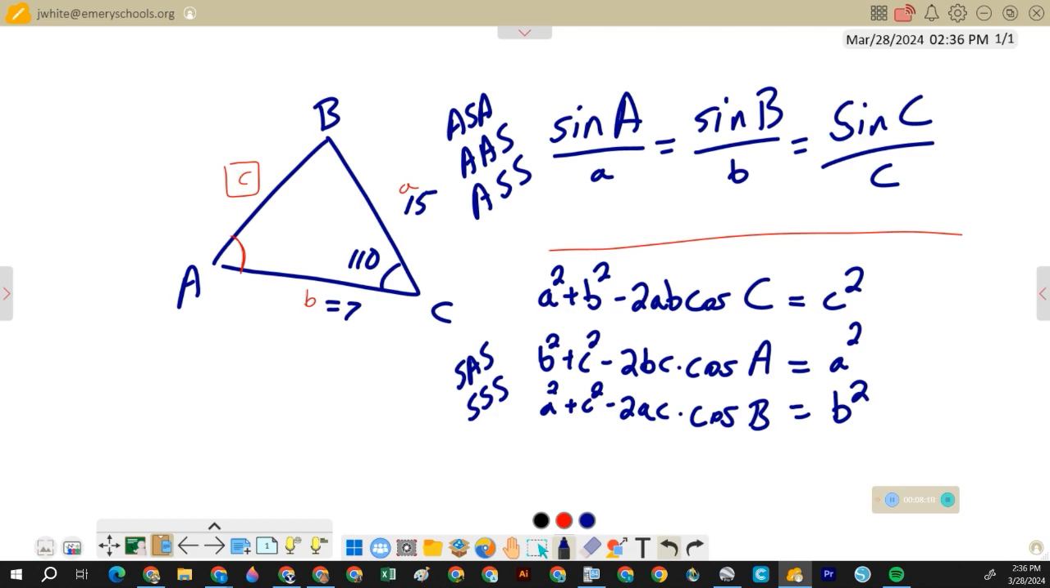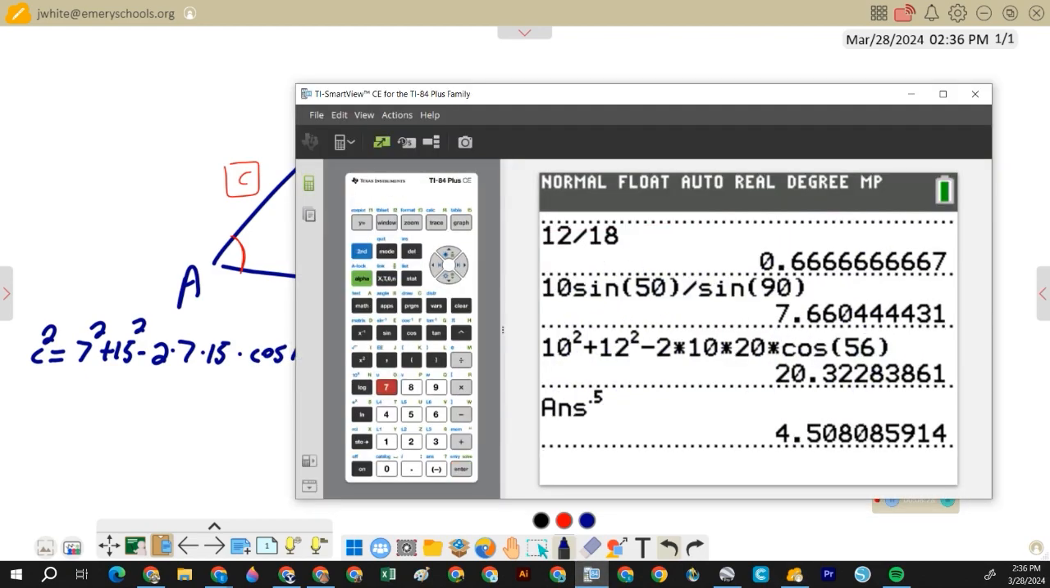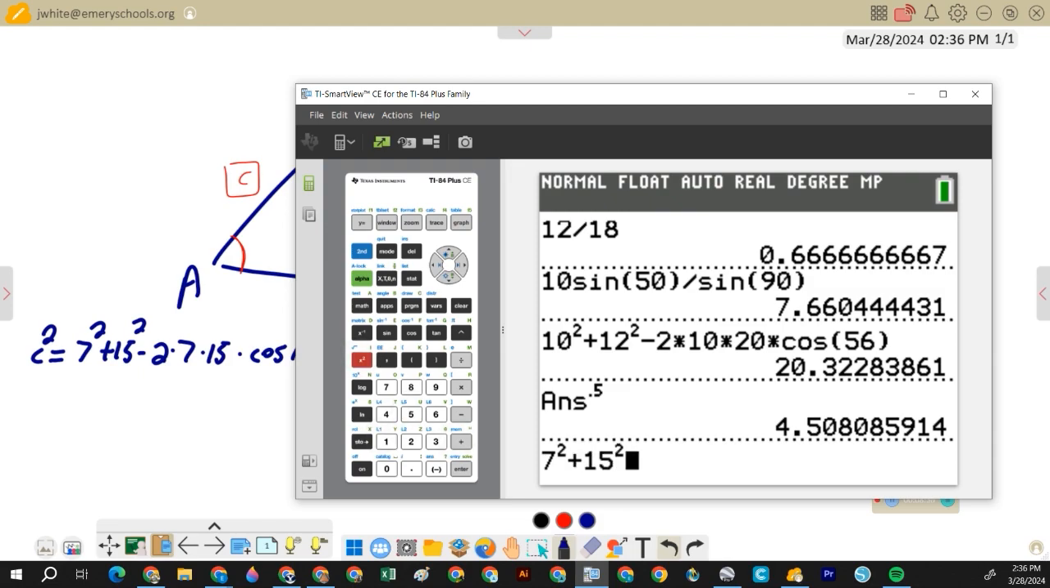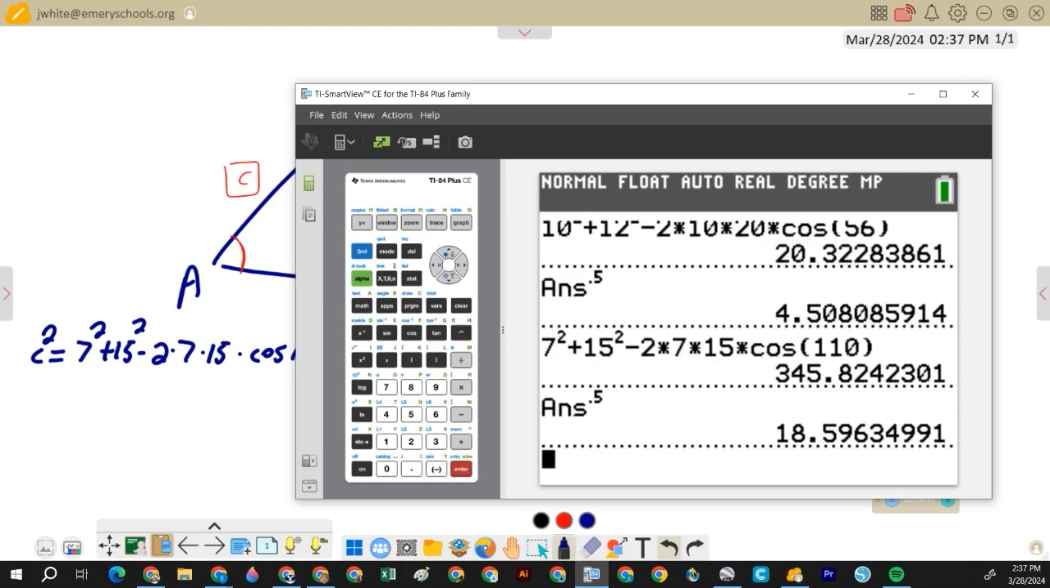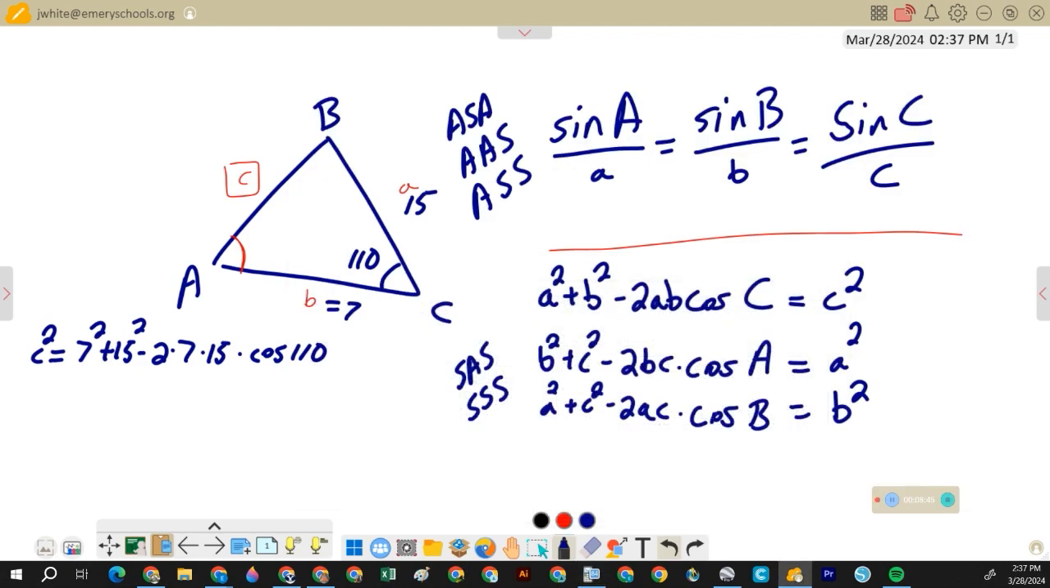So you have to start by saying C squared equals 7 squared plus 15 squared minus 2 times 7 times 15 times the cosine of 110. And then you plug all that in your calculator: 7 squared plus 15 squared minus 2 times 7 times 15 times the cosine of 110. And then square root that. And we get 18.6. So C is 18.6.